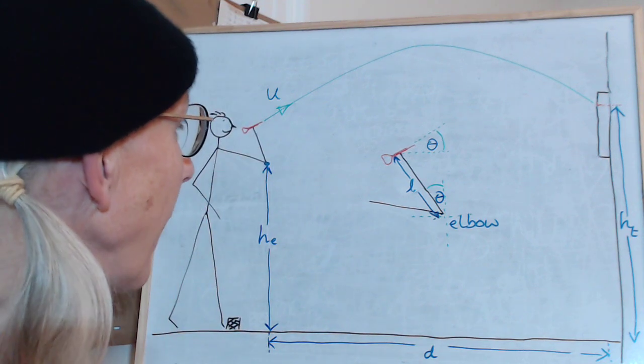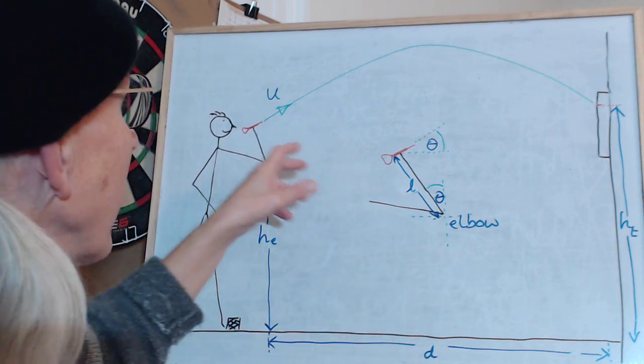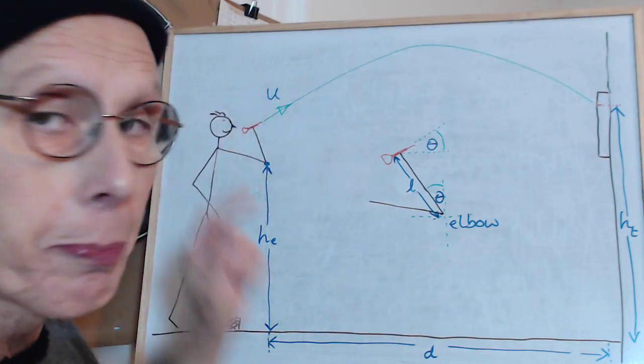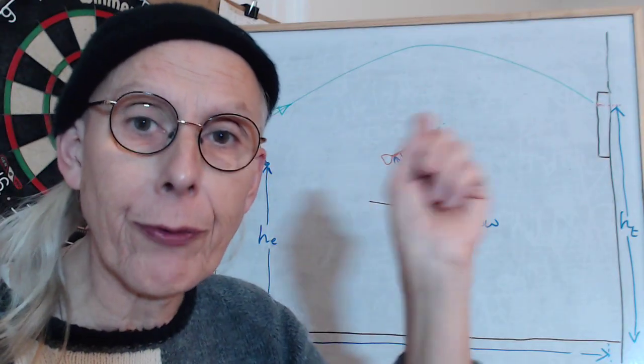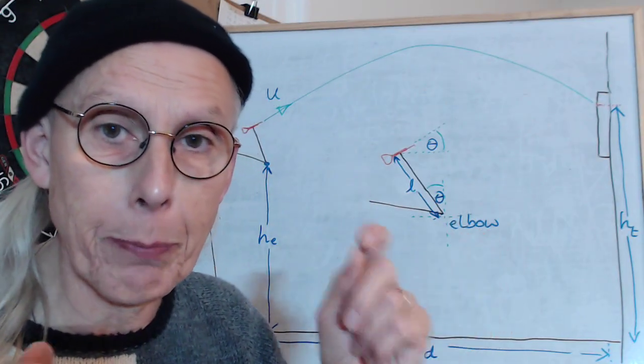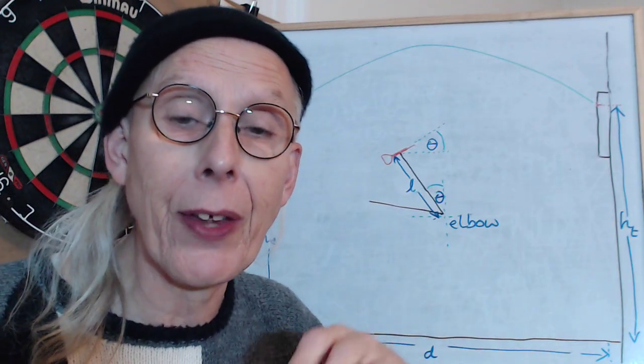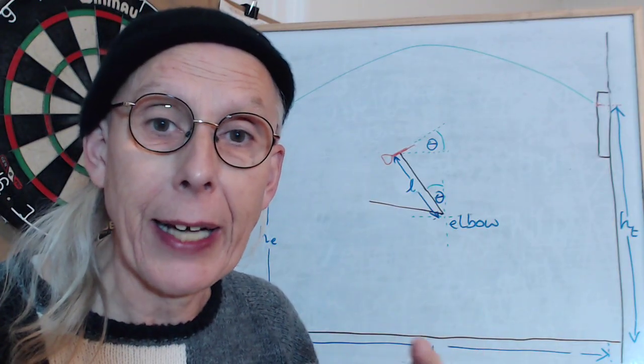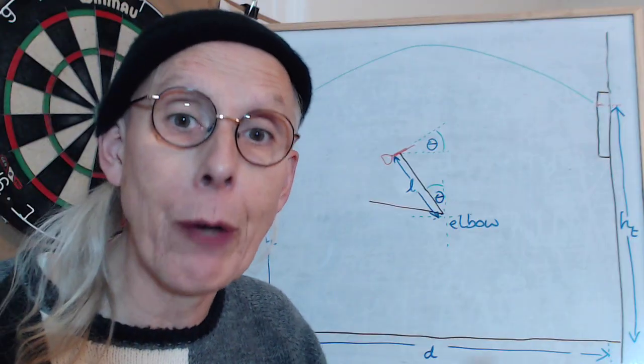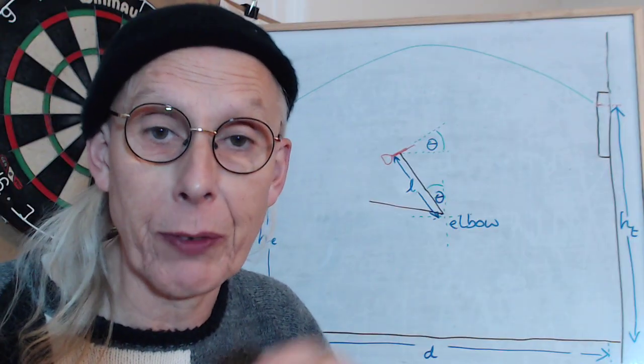Okay? And then there's two more symbols on this. U is the speed of the dart when it's released from the hand. All right, that's an important variable. It's not something that we can measure, but we need that in our formulation, and it's something that we can actually get out of the theory once we've developed it.